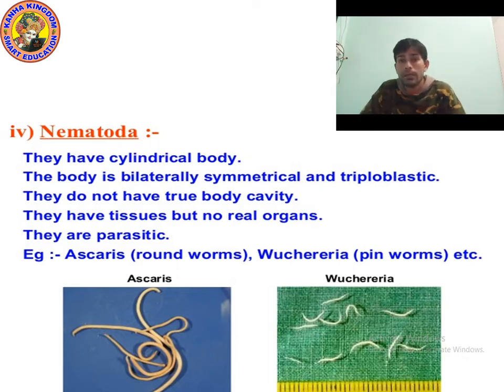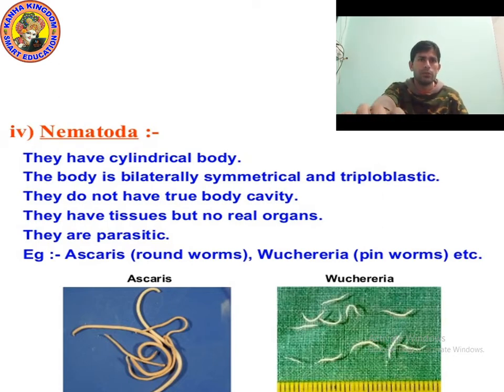So you can see in the picture that these have no real organs. They take the nutrition from whatever we eat. Their body is bilaterally symmetrical, not radially symmetrical. I hope you understood about Nematoda.